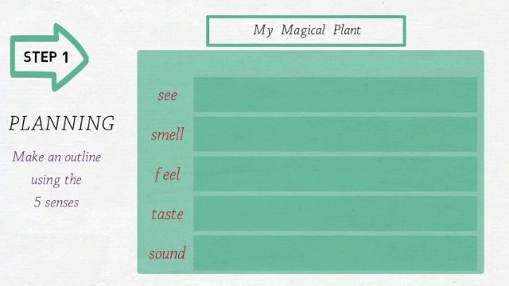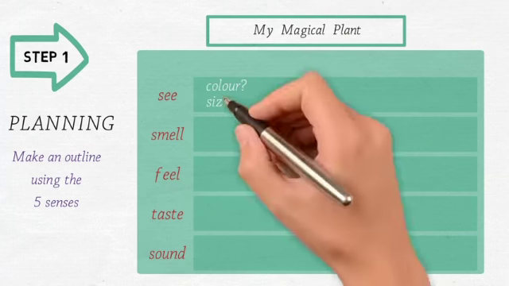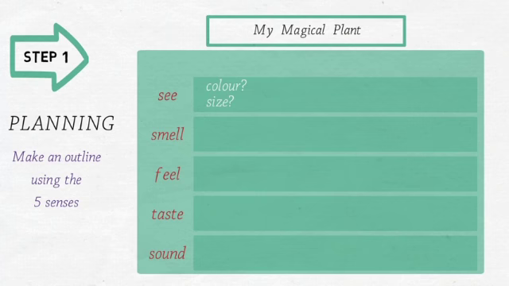First, you have to think about and plan what your imaginary plant will look like. Which color is it? What is its size? Is it big or small? Does it look like a normal plant, or is there something unique about its appearance?